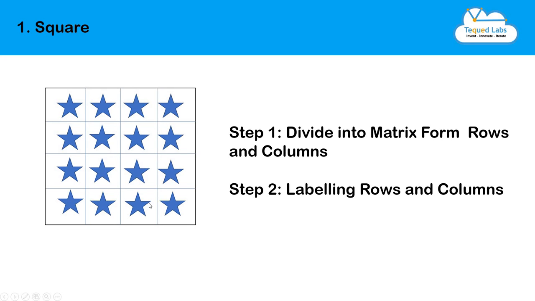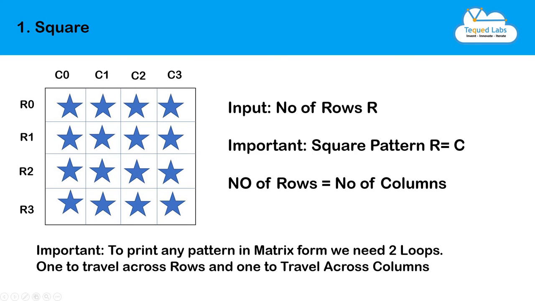Now the second step would be to label the rows and columns. Let us label the rows as R0, R1, R2 and R3 and columns as C0, C1, C2 and C3. Now here we are assuming that the user's input is the number of rows R, or it might be even the number of columns. Why? Because in any pattern which is a square here, the number of rows is equal to the number of columns. This is an important thing that you need to remember about squares. So the input can be either the number of rows or the number of columns.